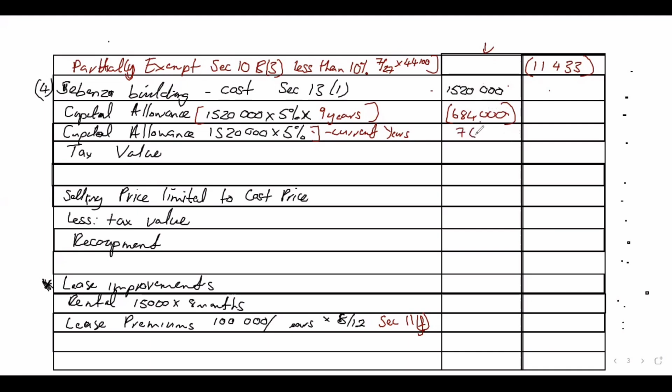76,000. So the current year will also go to the final column because you need to claim for each year that you are owning the building. So in brackets as well. Don't forget to do that.